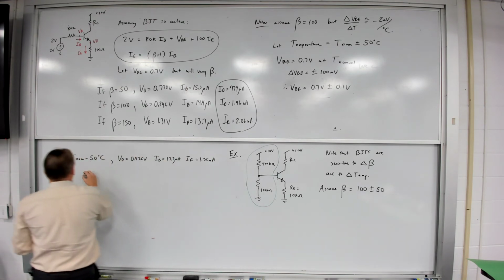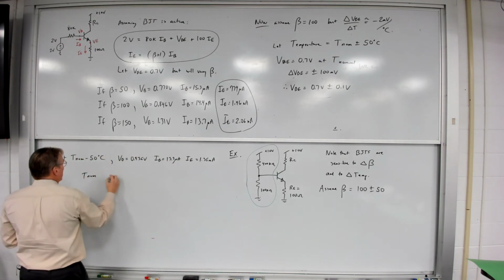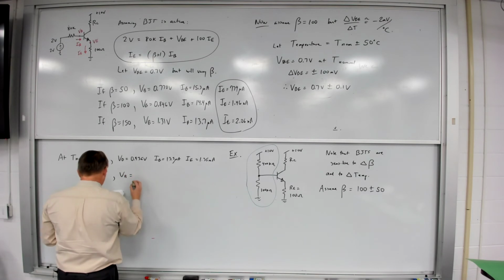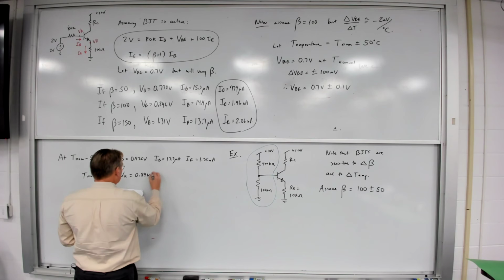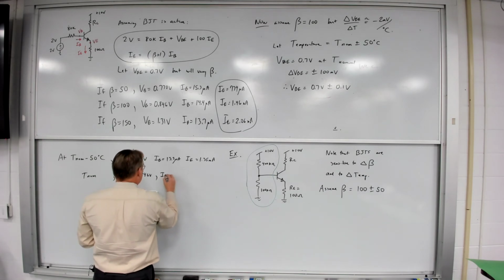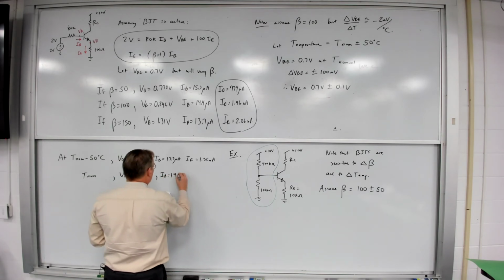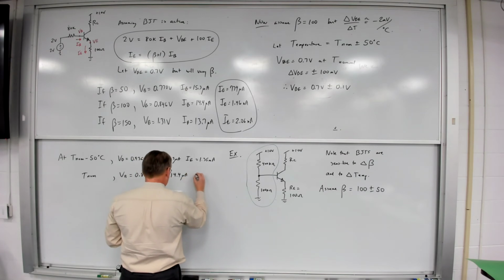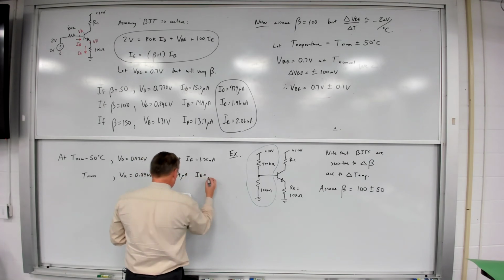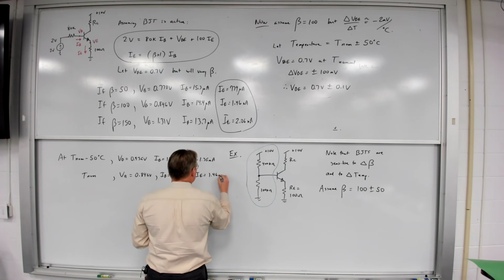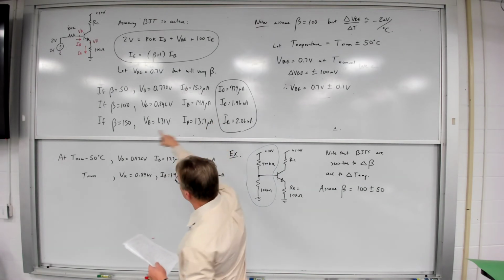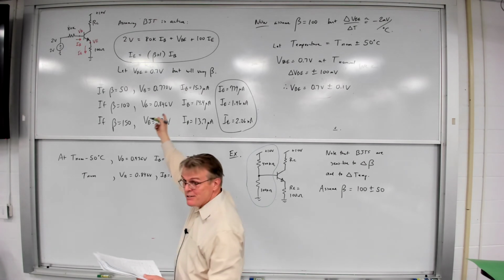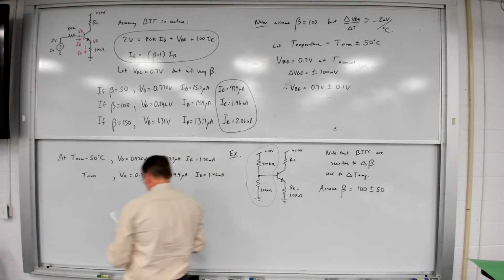At T nominal, VB is equal to 0.846 volts. IB is equal to 14.4 microamps. IE is equal to 1.46 milliamps, which of course is exactly the same value I got up there, right? Beta is equal to 100 and the VBE was 0.7, so the same value.